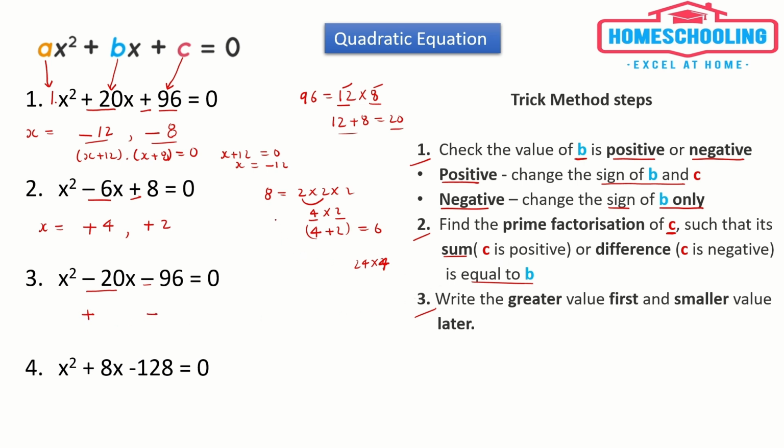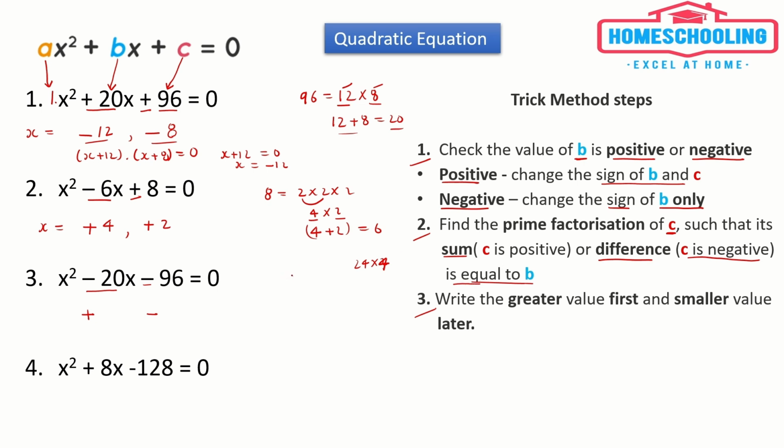Now, in the first two questions, as we can see, the c value was positive, that is positive 96 and positive 8. But in this question, the c value is negative. So when c is negative, what we're going to do is find the factors of c in such a way that their difference is equal to b.